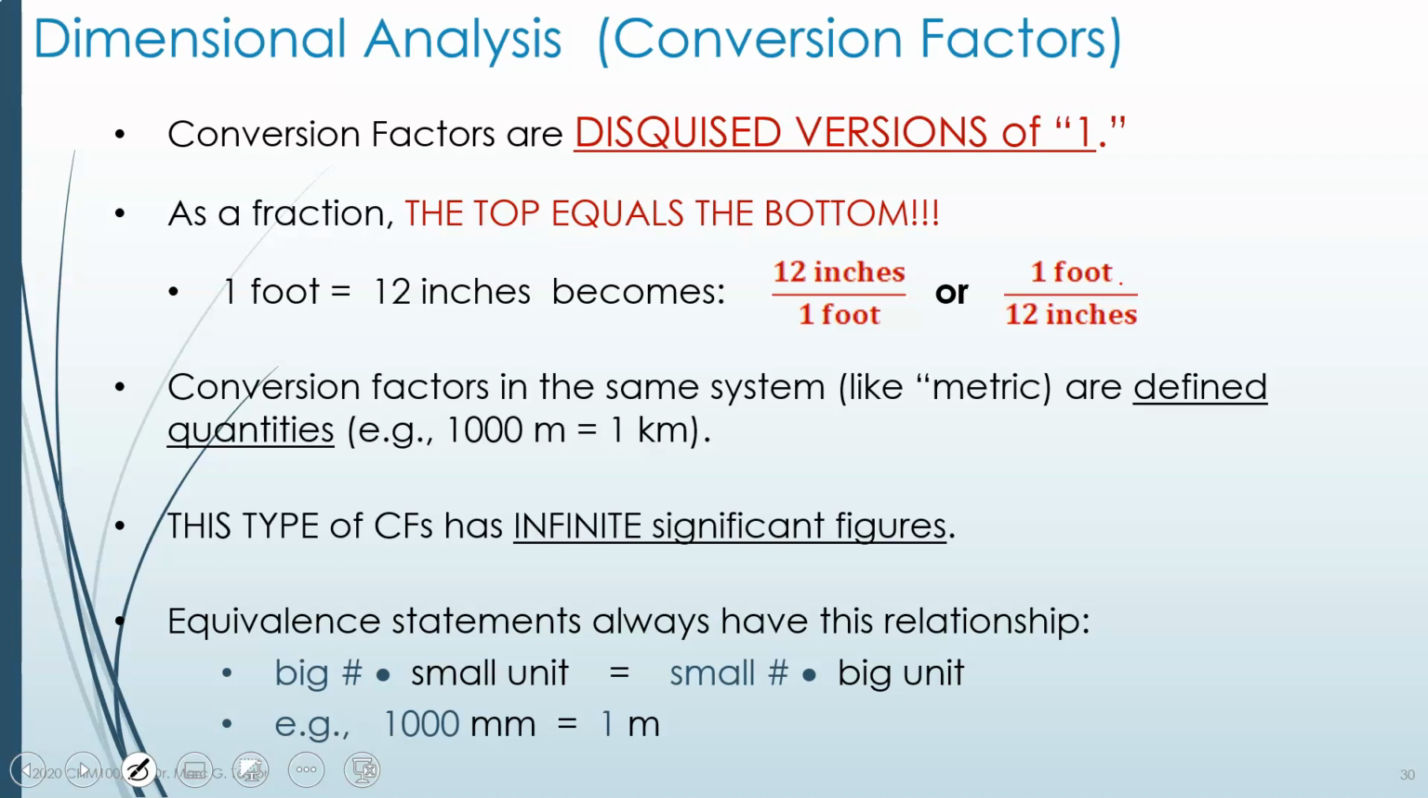1,000 millimeters, actually this is millimeters, not meters, 1,000 millimeters equals 1 meter. Well, a millimeter is a much smaller unit than a meter. In fact, it's 1,000 times smaller than a meter. So our number must be 1,000 times bigger with that small unit. And it is. 1,000 is 1,000 times bigger than 1, and a millimeter is 1,000 times smaller than a meter.